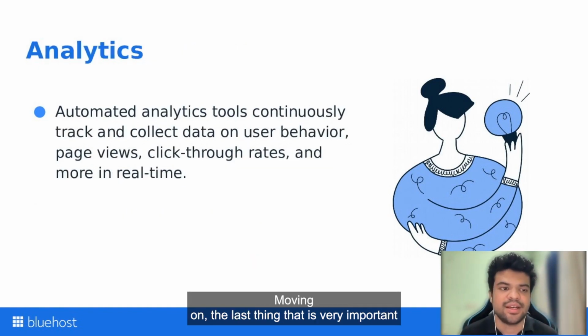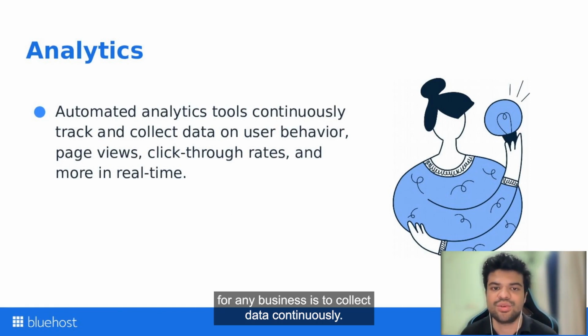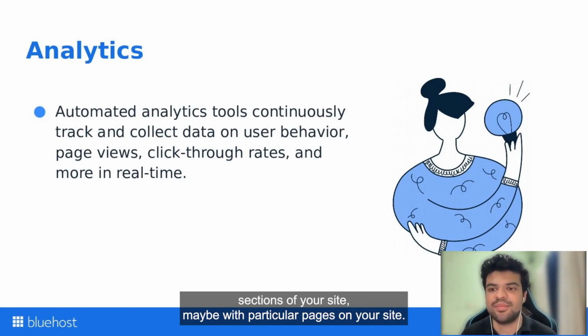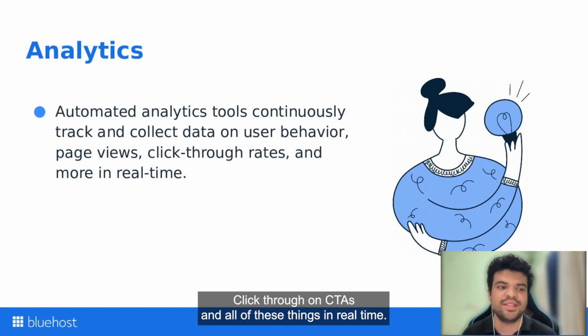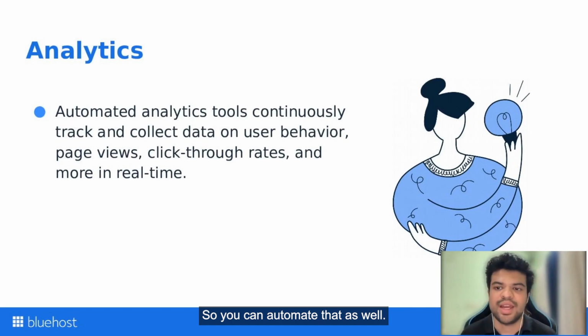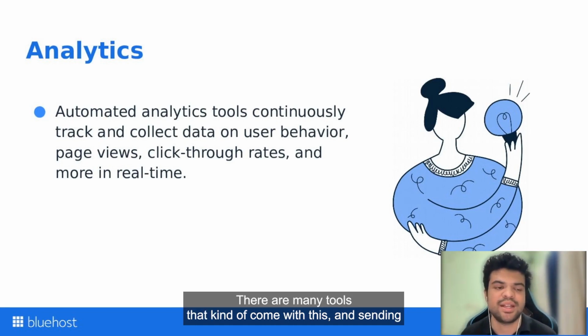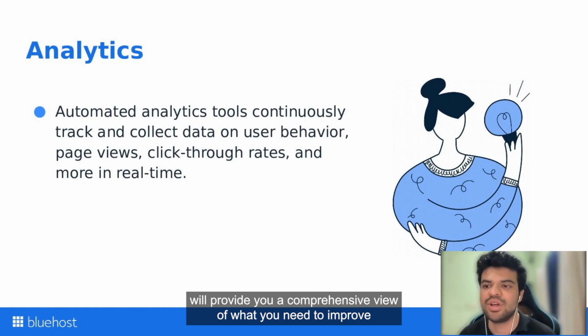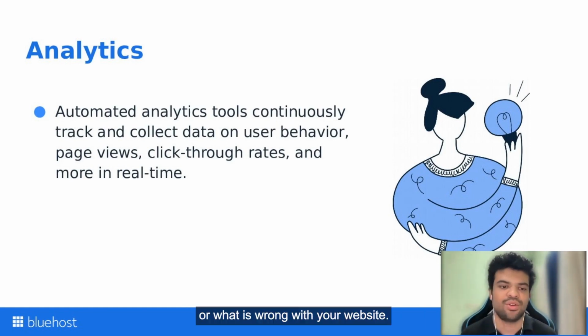Moving on, the last thing that is very important for any business is to collect data continuously. You want to track how users are behaving with particular sections of your site, maybe with particular pages on your site, click-throughs on CTAs, and all of these things in real time. You do not want to put out a form and then ask a user, what did you click on? So you can automate that as well. There are many tools that come with this, and sending this data to an analytics platform like Google Analytics will provide you a comprehensive view of what you need to improve or what is wrong with your website.